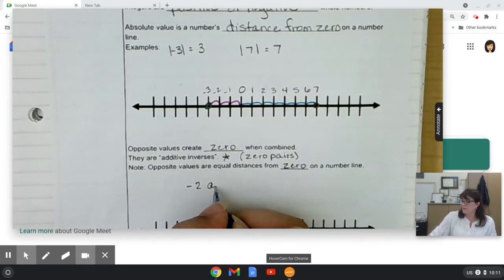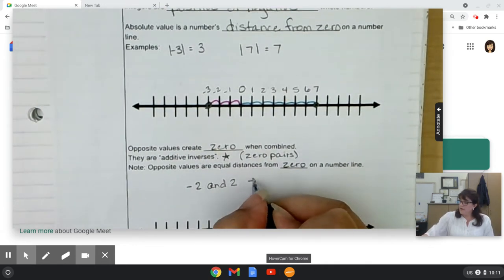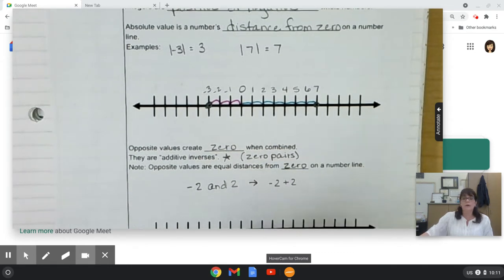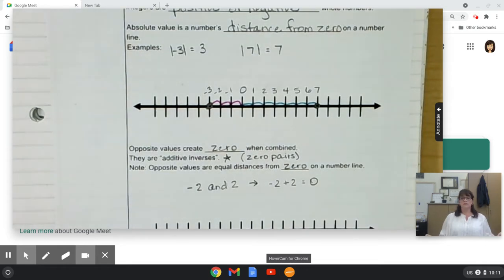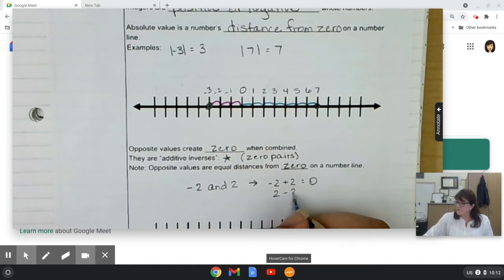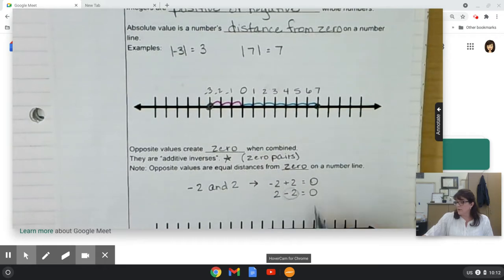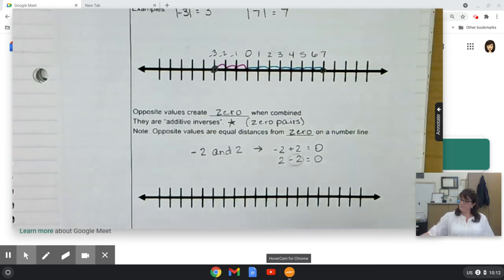-2 and 2. They're opposite. I don't think you guys would be in any way surprised by that. Therefore, -2 plus 2, or -2 combined with 2, equals 0. 2 minus 2, it's a -2 right there, 0. So let's illustrate this.